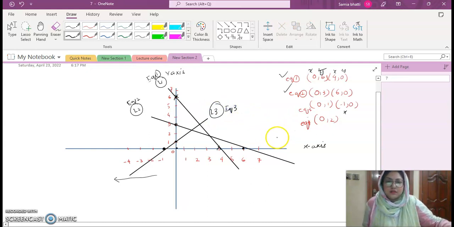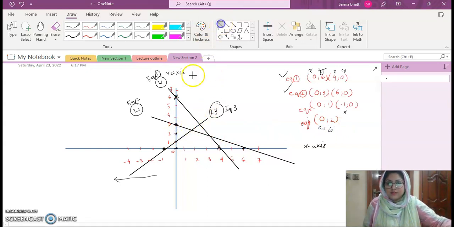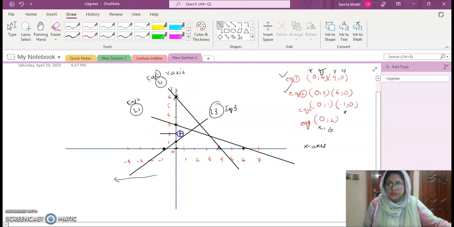Then I have equation number 4, which is 0, 2. So 0 here and 2. 2 is on the y-axis. This is the x-axis, this is the y-axis. So here on 2, and there is no other point. So according to that, we will make a horizontal line which runs from this area straight.